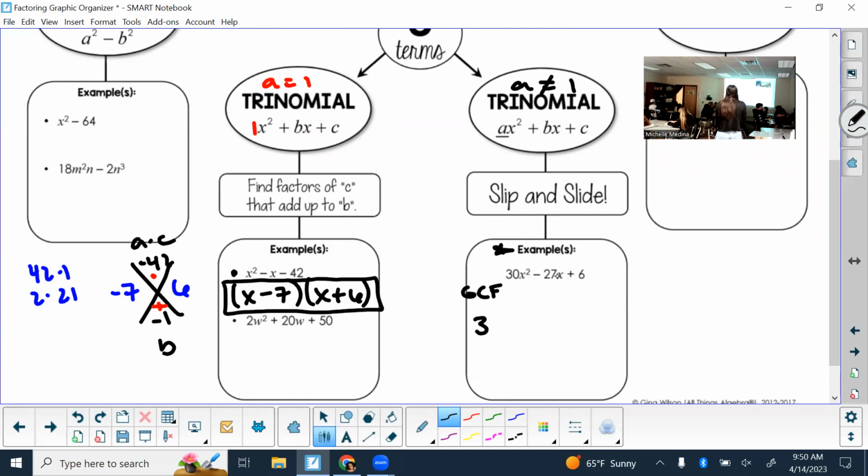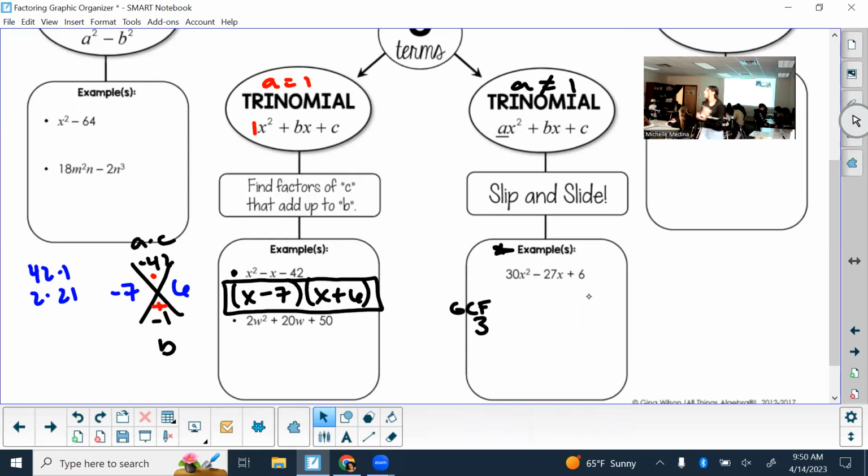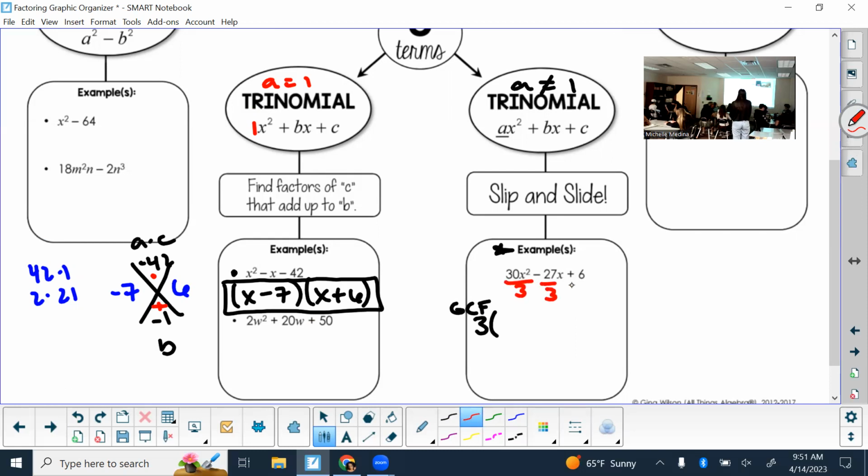So can I factor out any x's? Do they all have x's? So then I can just factor out a 3. So we have to do that first. Otherwise, the numbers aren't really that easy to work with, and you'll just get it wrong anyway. So just factor out the GCF first. Divide each term by your GCF. That'll go inside parentheses. What's 30x squared divided by 3?